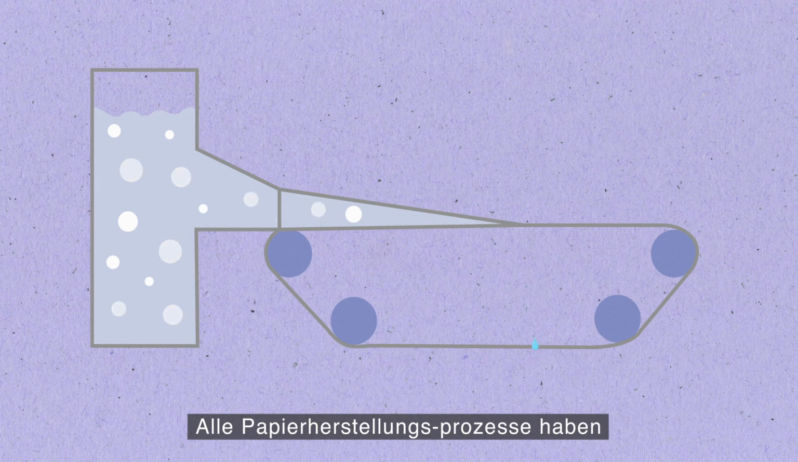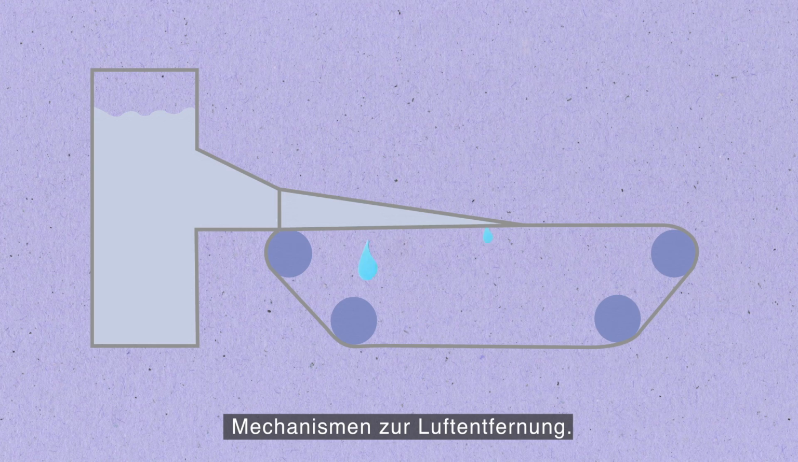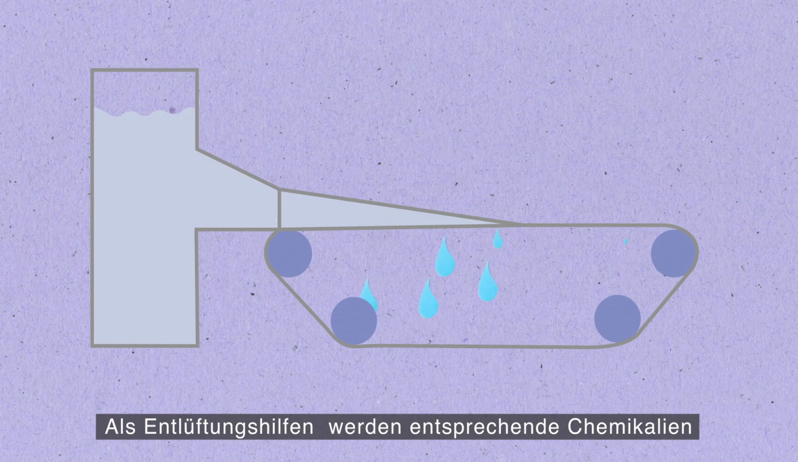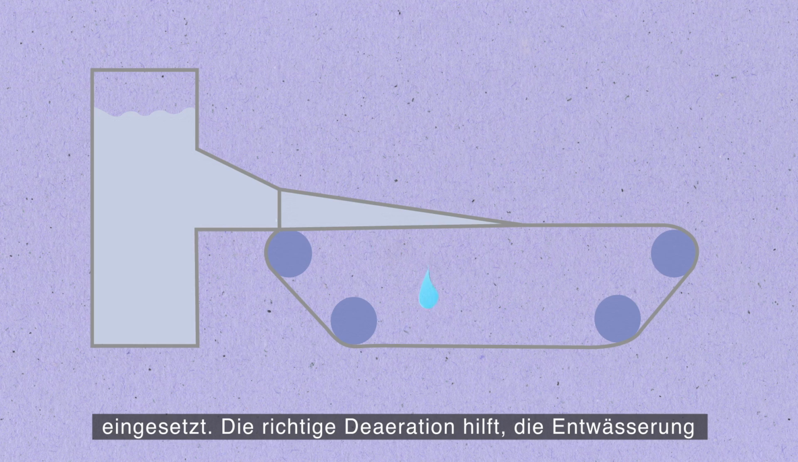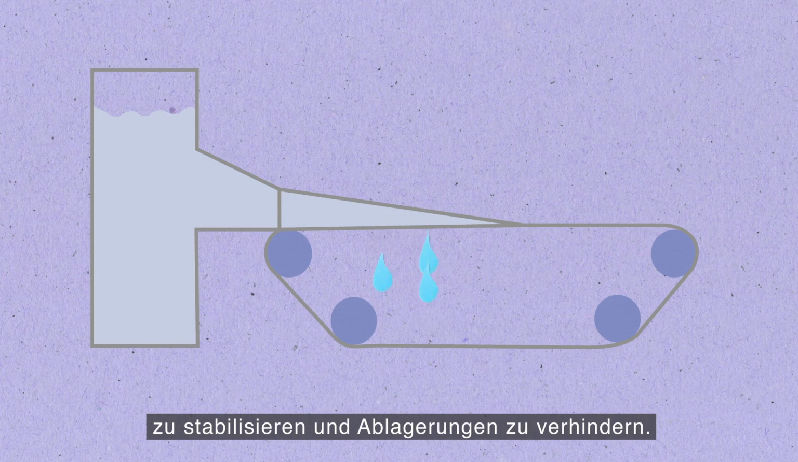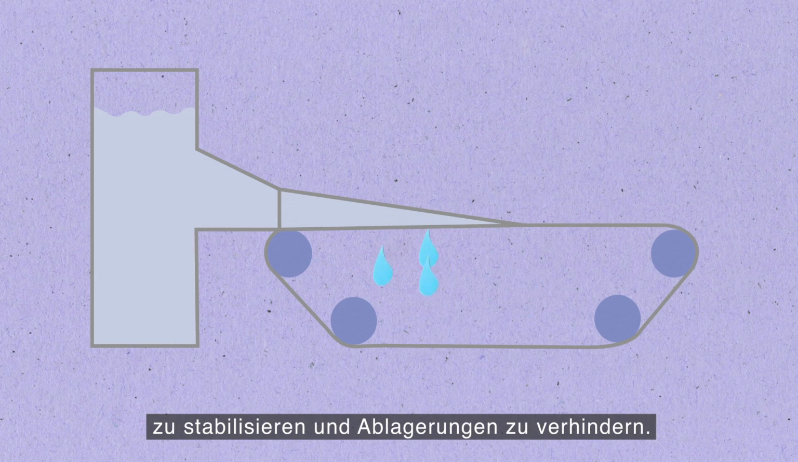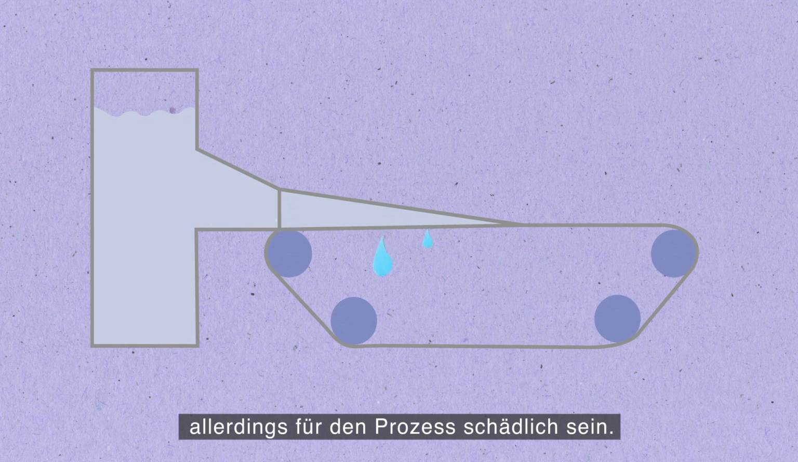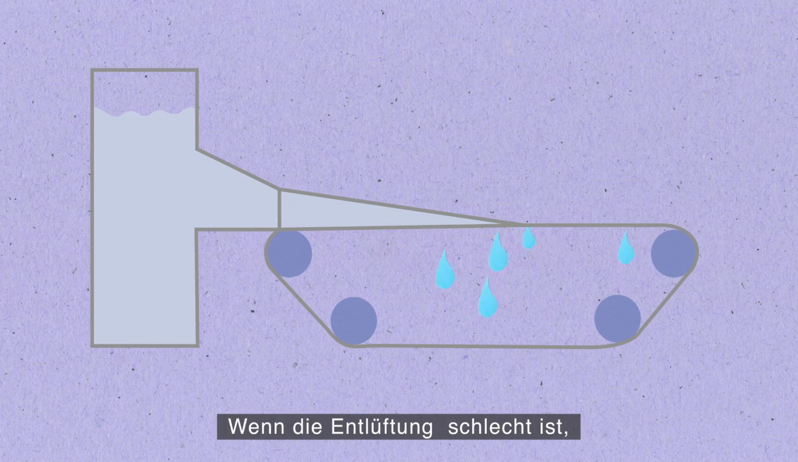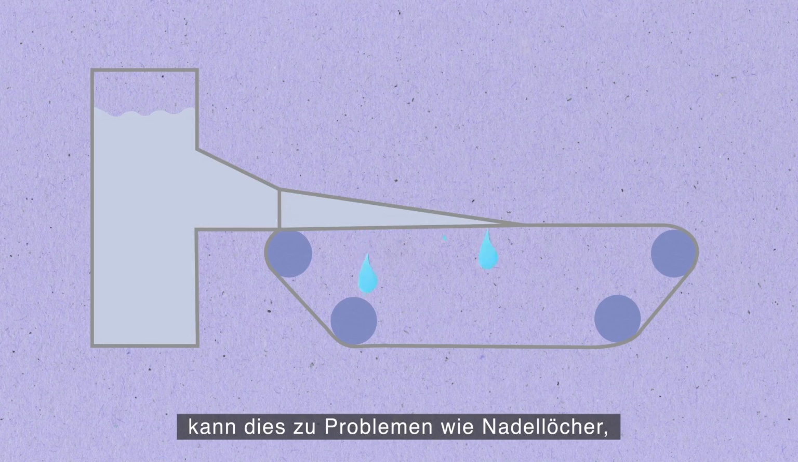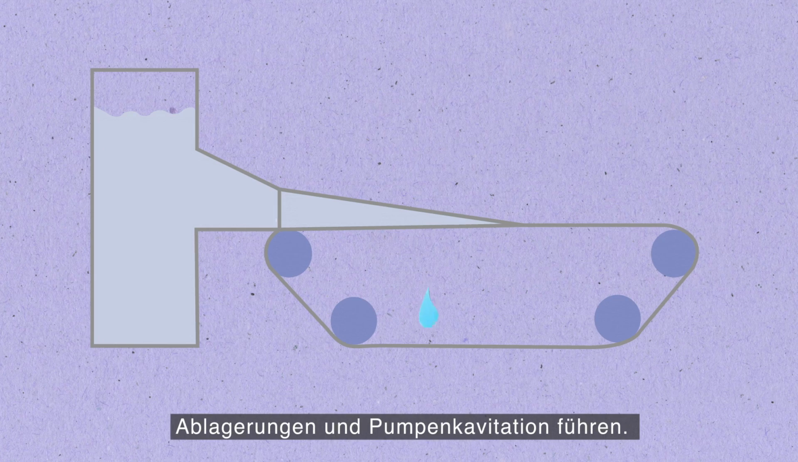The paper-making process is equipped with an air removal system. To ensure optimum deaeration, deaerator chemicals are used. Proper deaeration helps to prevent deposits in the system. If overdosed, they can be harmful to the process. If deaeration is poor, this can lead to problems such as pinholes, deposits, and pump cavitation.